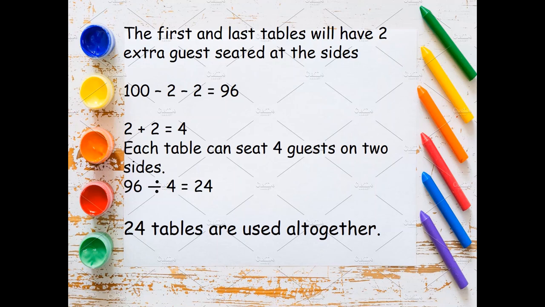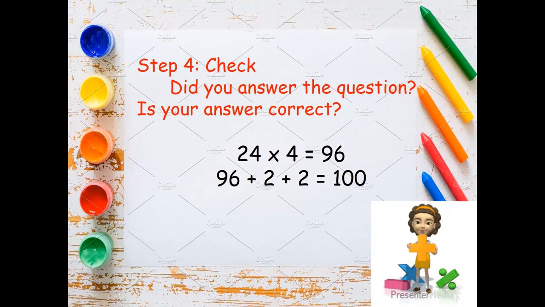So the last step is check. Did you answer the question? Is your answer correct? 24 times 4 equals 96. Then 96 plus 2, we have 98. Then 98 plus 2, we have 100.